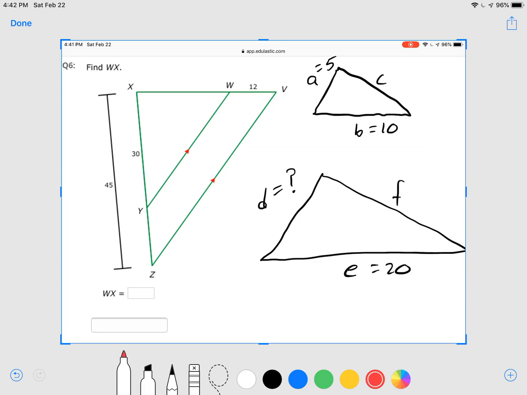Okay, so you guys can probably tell that the big triangle down here is twice as big as the triangle at the top. Because that's how we would get a 20 down here, if you took 10 and multiplied it by 2. So you can already tell that the scale factor is 2. So you probably already know that you just have to multiply the 5 times 2 to figure out what D is. But I just want to emphasize the way we write the proportions.